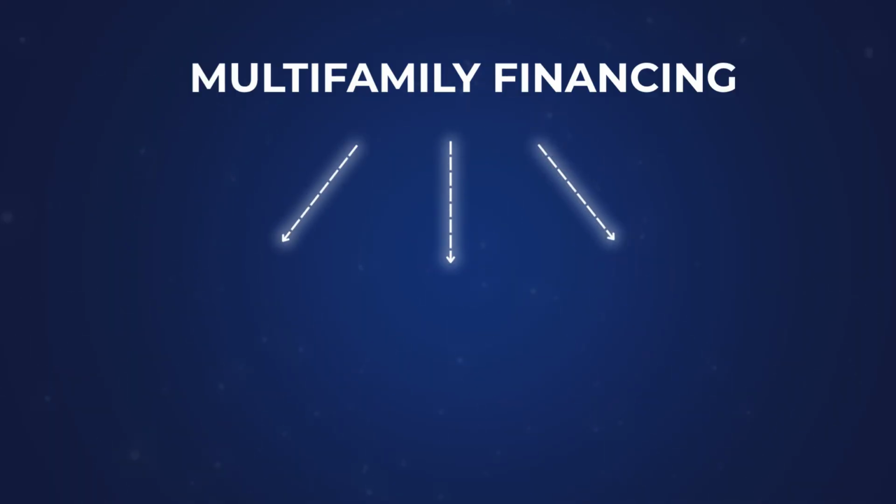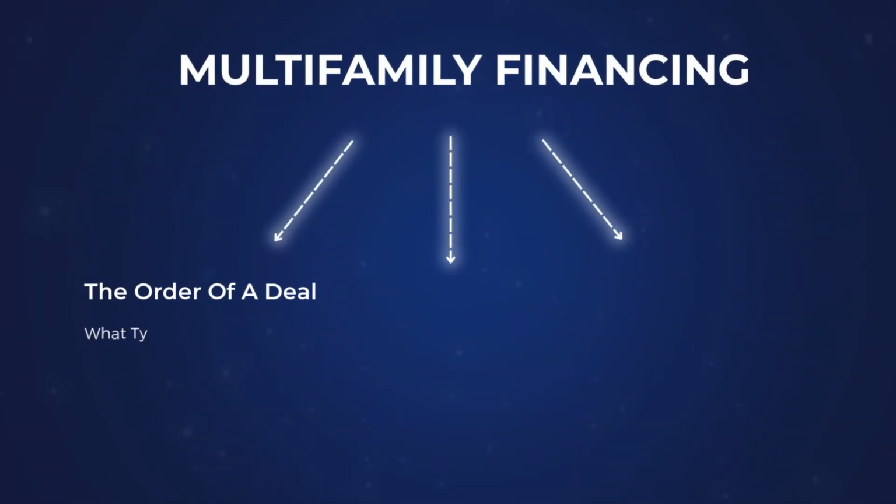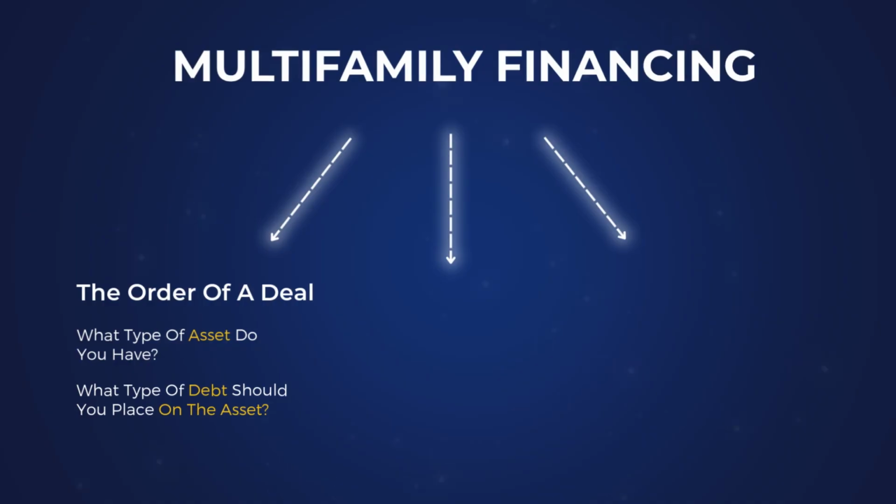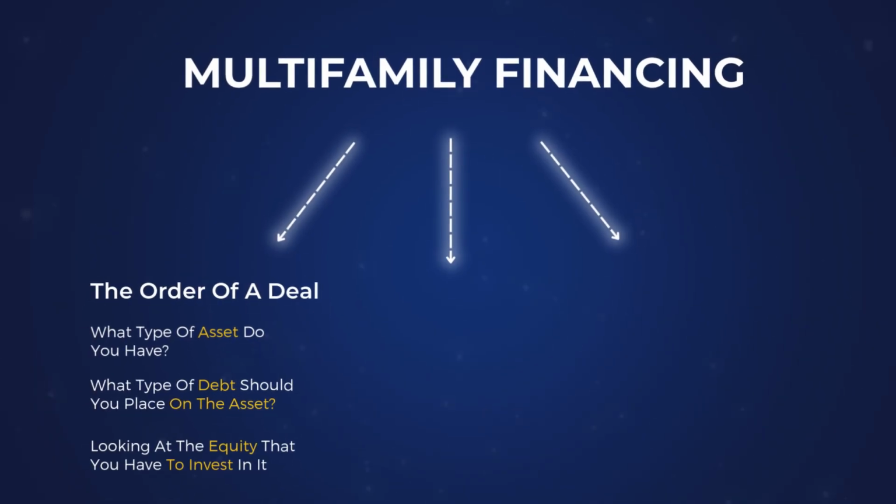And in this video, we actually broke it into three different sections. The first one being going through the order of a deal, meaning what type of asset do you have, what type of debt should you place on the asset, and then looking at the equity that you have to invest in it. It's more of a framework that you should be looking at when choosing the type of loans that you place on these properties.